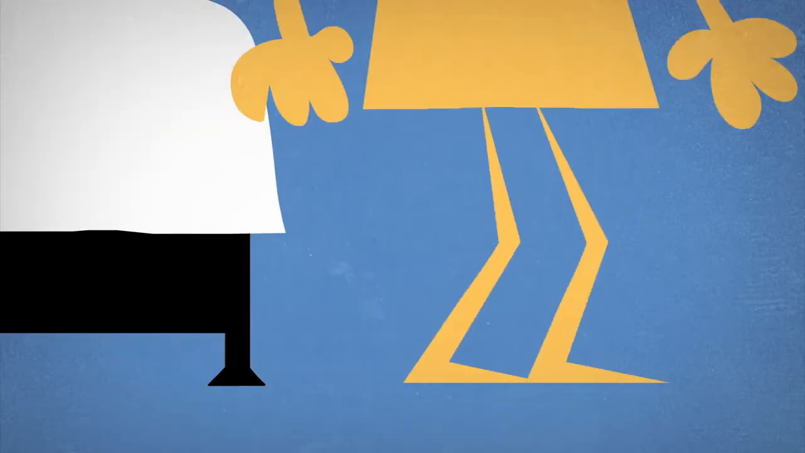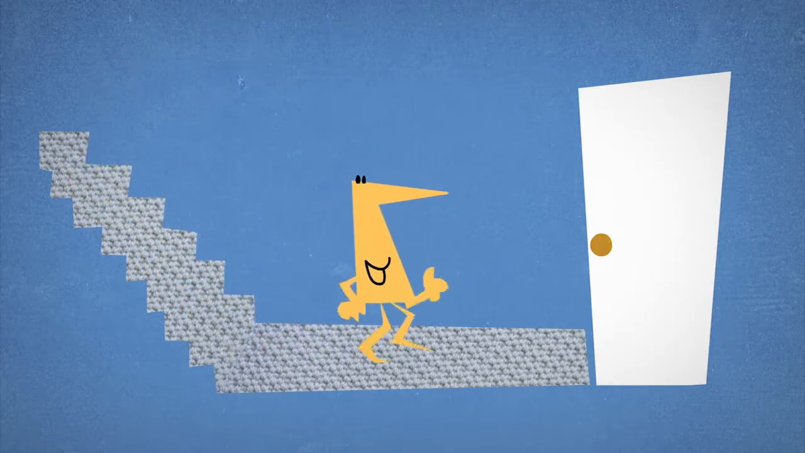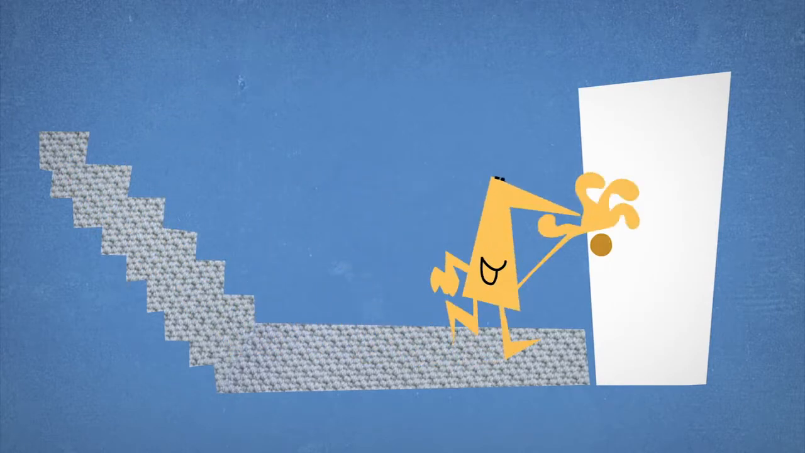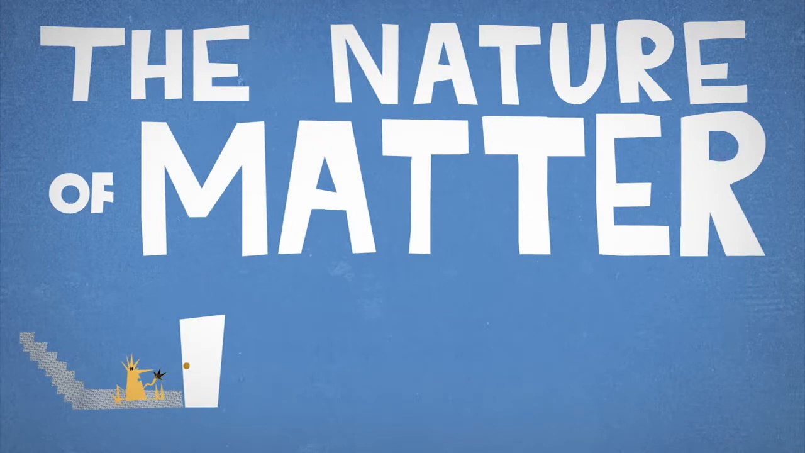It can strike without warning, at any moment. You may be walking across a soft carpet and reaching for the doorknob when suddenly, zap! To understand static electricity, we first need to know a bit about the nature of matter.